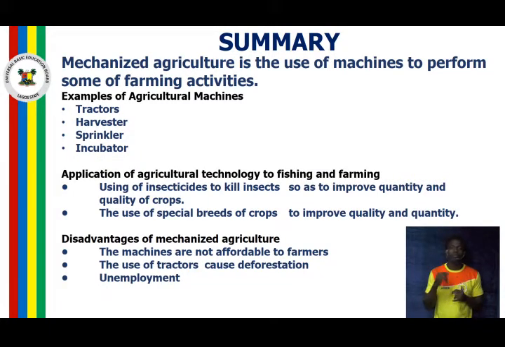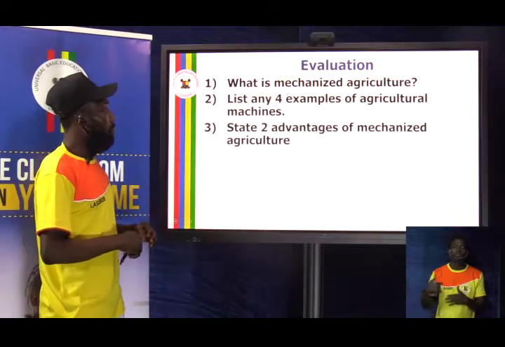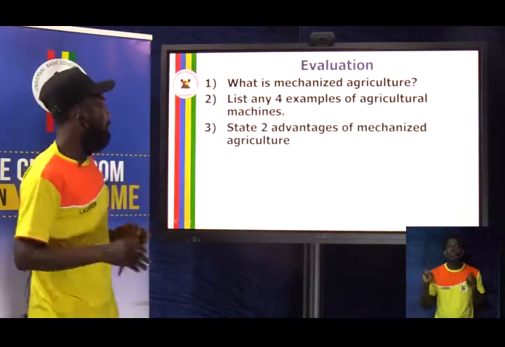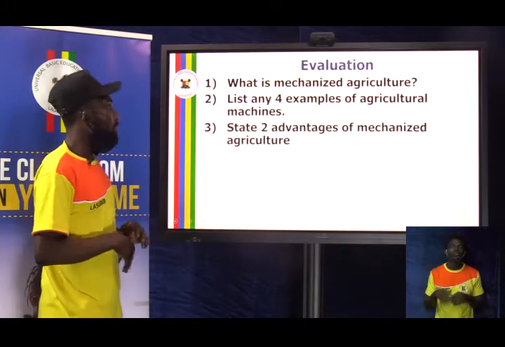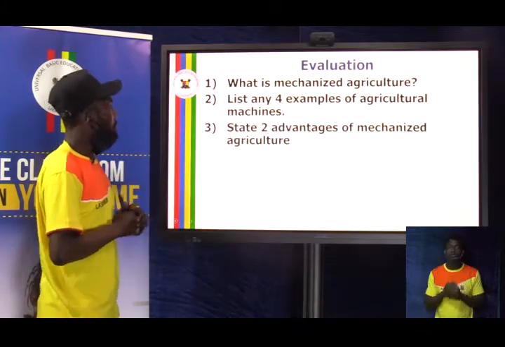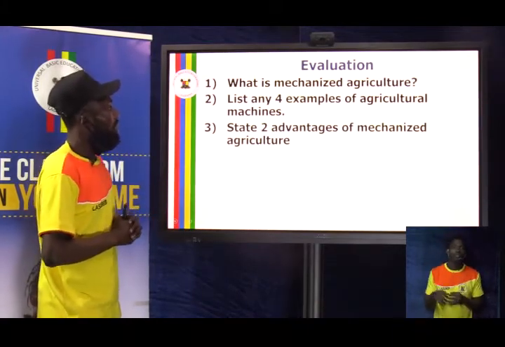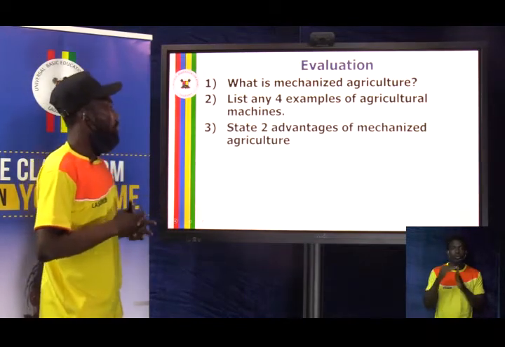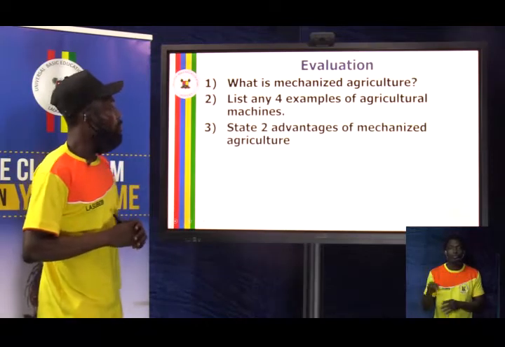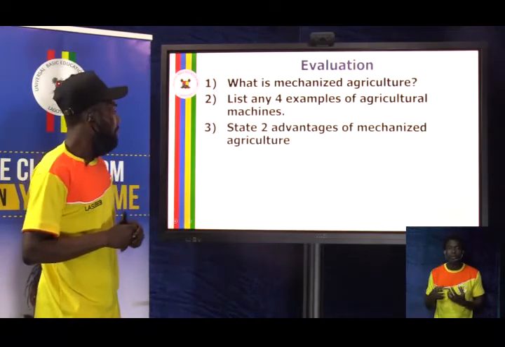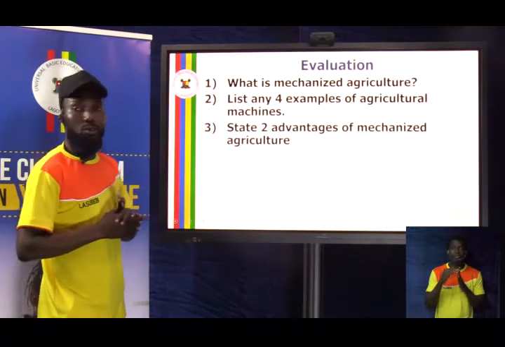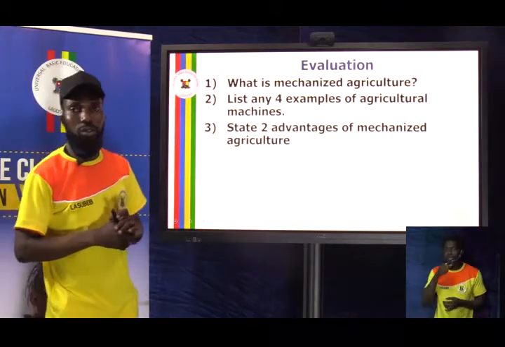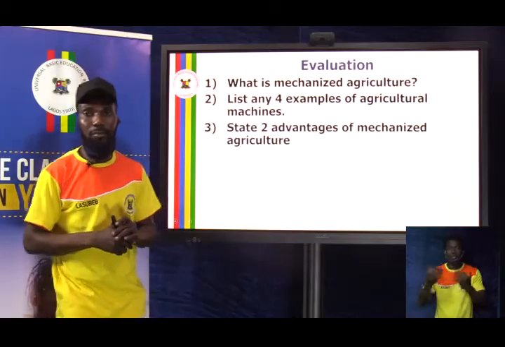We have come to the end of today's lesson. But before we go, I have a few questions to test and see how you have given me your 100% attention in today's lesson. Number one, what is mechanized agriculture? Question number two, list any 4 examples of agricultural machines. Number three, state 2 advantages of mechanized agriculture. Your time starts now.